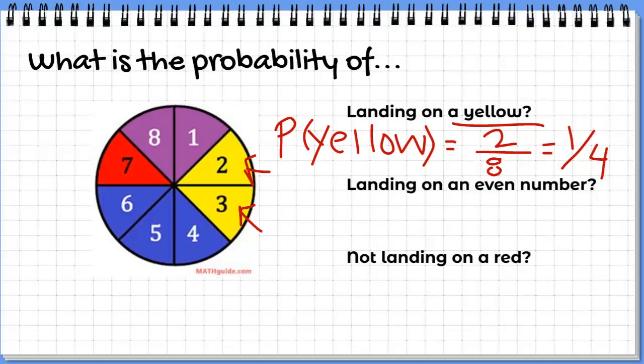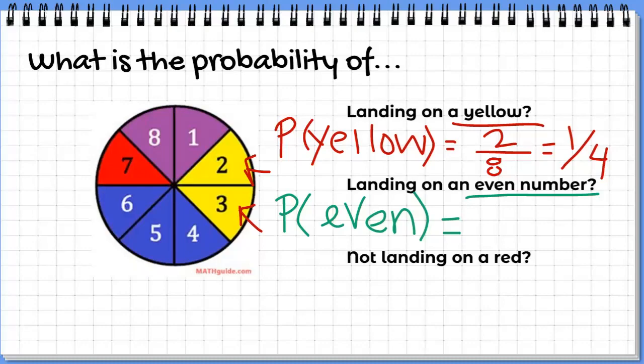So then we'll come look at landing on an even number. So again, I want to write my statement, which is probability of even. And when I count, I see 2 is even, 8 is even, 6 is even, and 4 is even. So that is 4 out of all 8. So that is 1/2, or 50%, or 0.5.